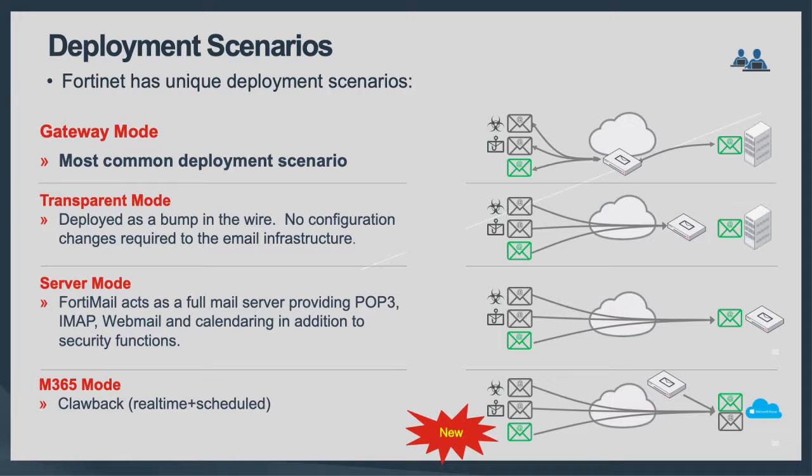Doing the implementation in a simple manner is also a key component of our solution. We do that over API. There's M365 mode, where we do an API callback into the email service over Graph API. It makes things very easy. You don't need to change anything, but if you want, you can go to transparent mode, or gateway mode, or you can run a full-blown email service on top of FortiMail. But if you just want M365 email security, M365 mode is for you.